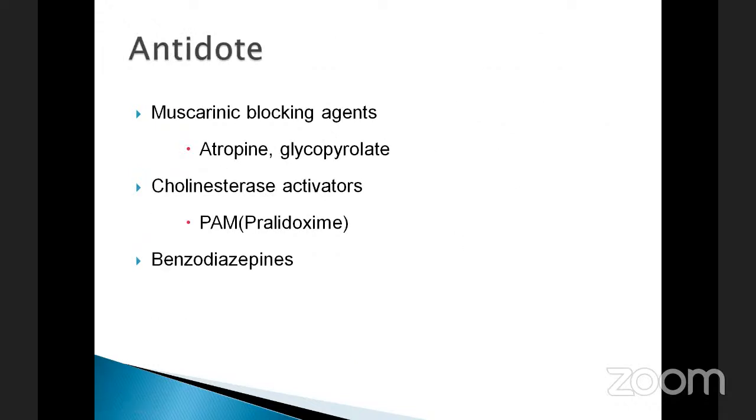Coming to antidote, a muscarinic blocking agent should be used, of which atropine is most commonly used, and glycopyrrolate can also be used in some situations. Cholinesterase reactivators are used. Generally, we use pralidoxime, which is generally called PAM, and benzodiazepines can also be used for agitation and convulsions.